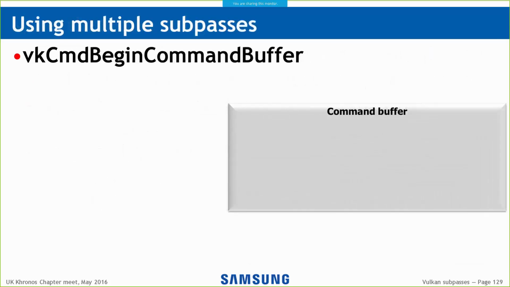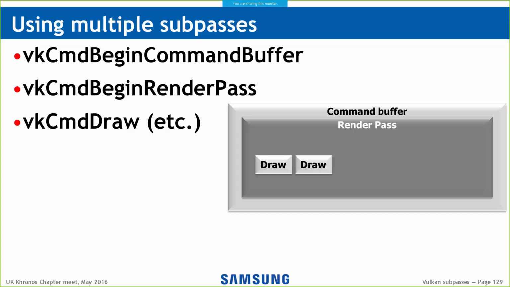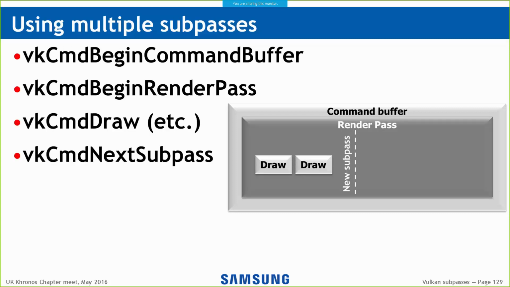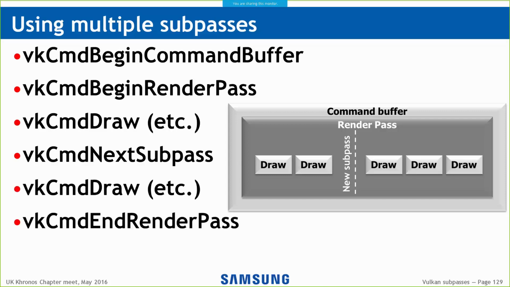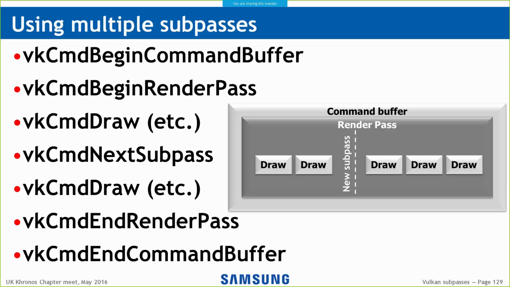Quick example of functions for doing that. You've got the creating the command buffer as before, create a render pass, you start doing your rendering, then you switch to the next subpass, do more rendering, end the pass and the command buffer, and you can submit it. So it's not that much more complicated than doing normal rendering with code.